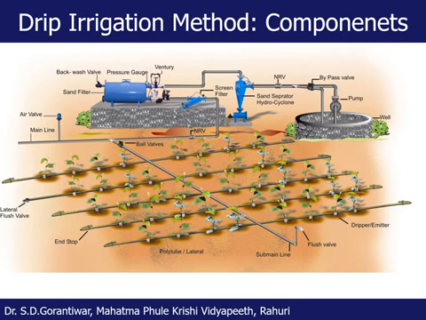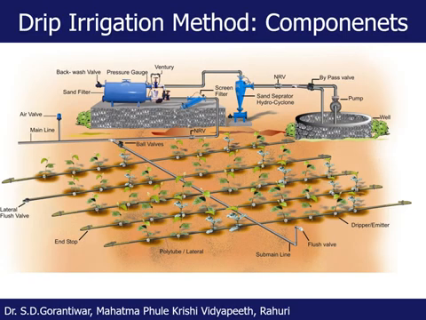valve, which is the air valve actually, which is shown at the end of the main line. This is normally provided at the highest point in the field. There is a possibility that air may be entrapped into the system, and we have to remove that entrapped air. Otherwise, there will be water hammering, and the components of the drip irrigation system will be damaged. And for that, an air valve is to be installed, and this is at the highest point in the field.